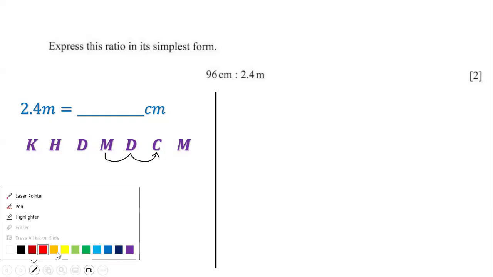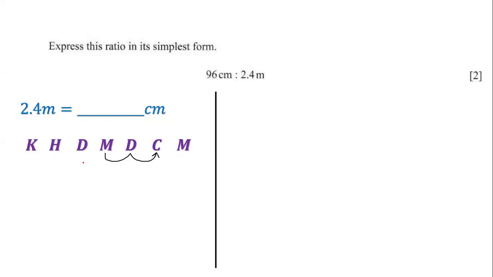So what we're going to do is take 2.4 here, take that decimal point, and move it twice. It's going to be 1 and 2, and that means we have a placeholder there. So this is going to be 240, which is the same thing as multiplying by 100.